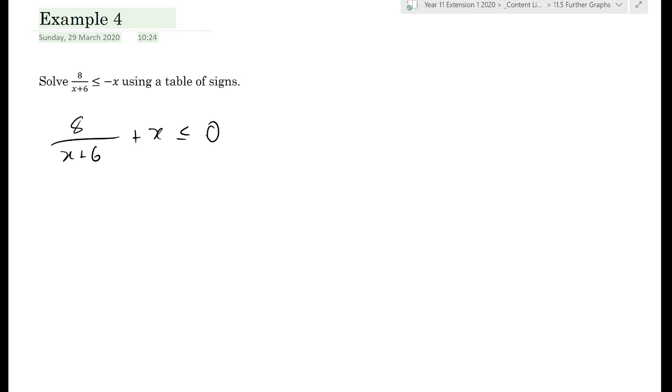However, we know there's also a discontinuity somewhere in this graph. So remember, we're looking at the original graph. There's a discontinuity, so we'll start with that. The discontinuity is when x is equal to negative 6. Now, why would that be?